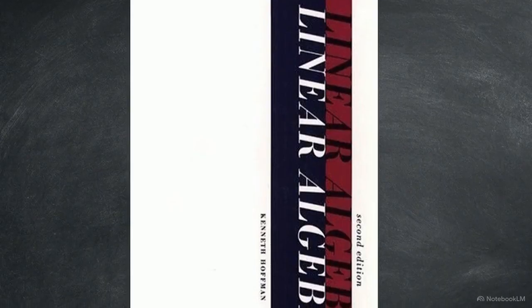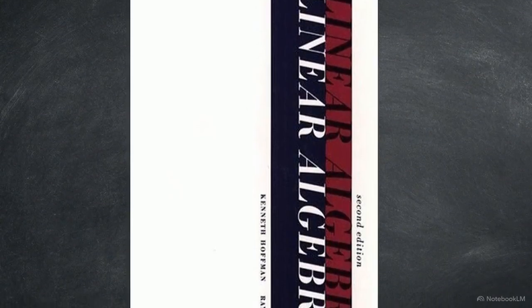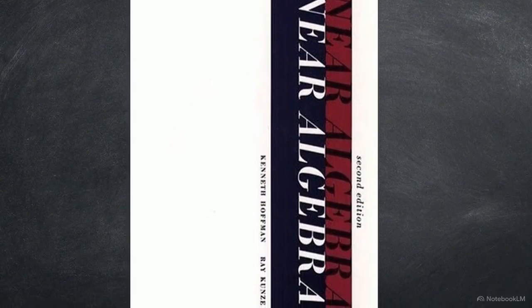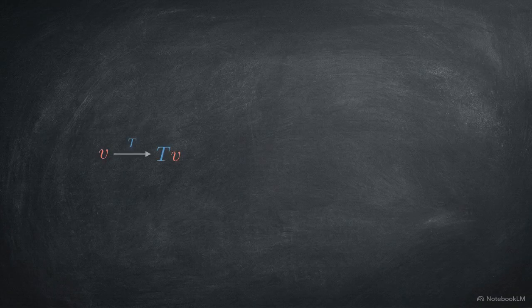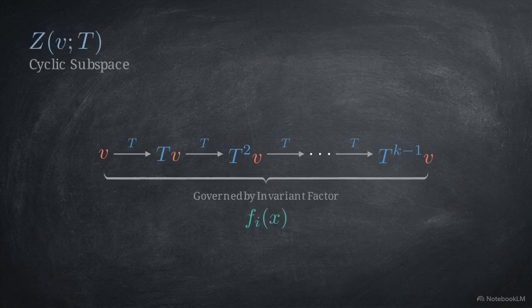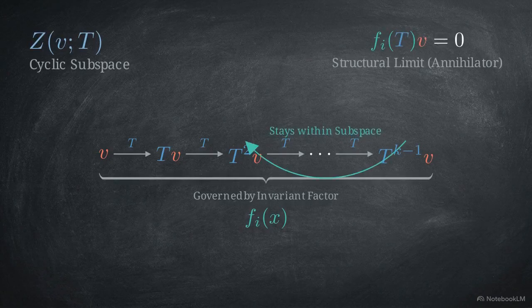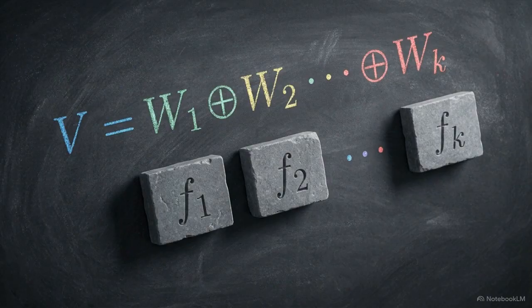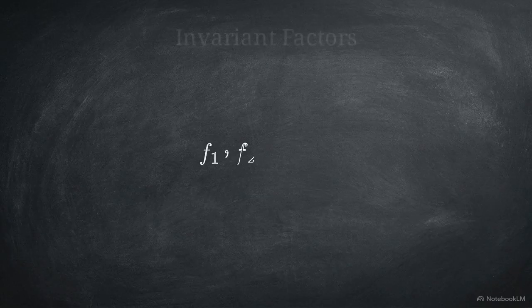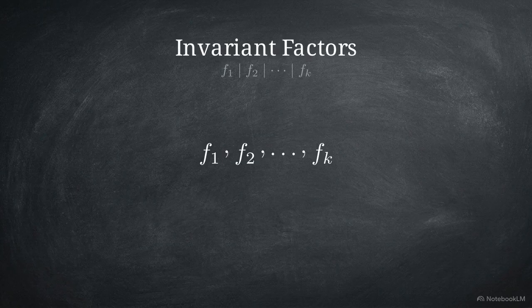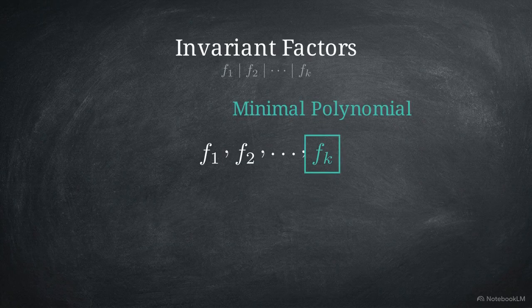These invariant factors connect the algebraic calculations back to the fundamental geometry of vector spaces described by Hoffman and Kunze. Each invariant factor f of x we compute represents the operator's behavior within a specific cyclic subspace. The decomposition of the entire vector space is mirrored in the sequence of these polynomials. The divisors also define the operator's primary polynomials. The final factor in the chain, fk, is the minimal polynomial.